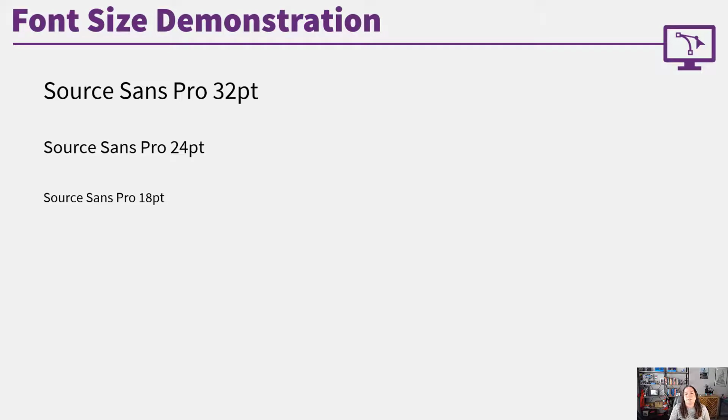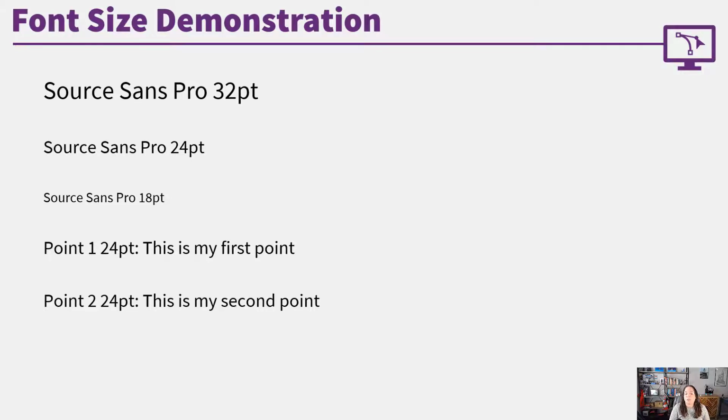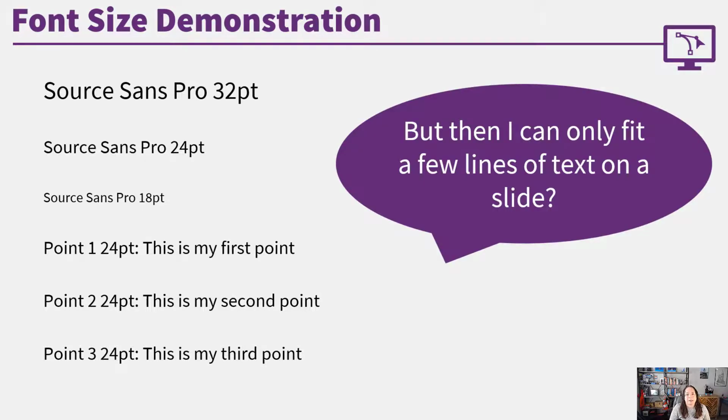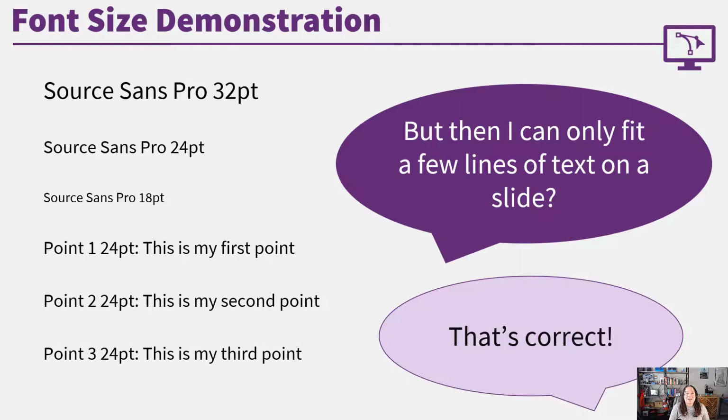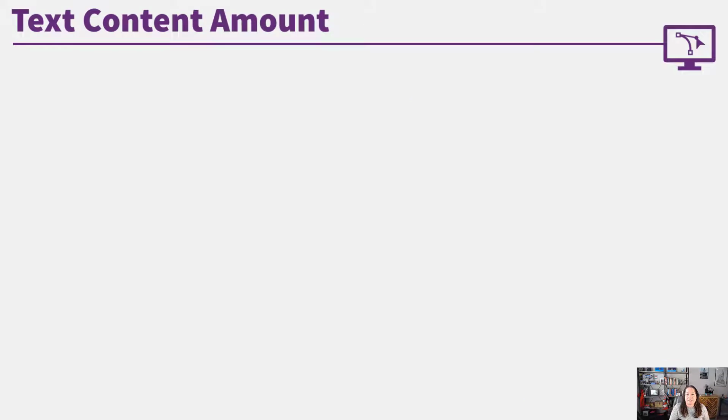So when I'm building a presentation and I need to list some things on a slide, I might have point 1, 24-point font. Point 2, same thing. I keep it very consistent, both in font and size, and I make sure that that's as small as it gets right there. Now, that immediately causes people to ask, well, then I can only fit a few lines of text on a slide. And you are absolutely right. You really shouldn't be putting walls of text on your slide. So that large font may cause you to split some things into multiple slides. So let's talk about that.